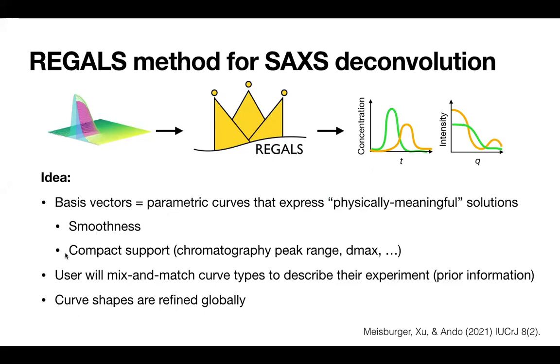We also use a compact support. This means, for example, in chromatography, that a peak has to have a finite range, or that in real space, the P of R function has to have a finite range. In other words, it has to go to 0 at some value d max. And then the user will build a model by mixing and matching different curve types to describe their experiment. This is where you would need to bring in a little bit of prior information. And then this whole model is refined globally.